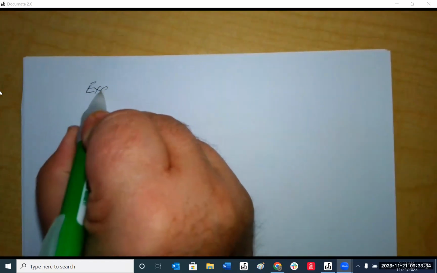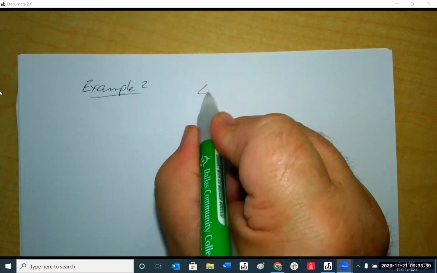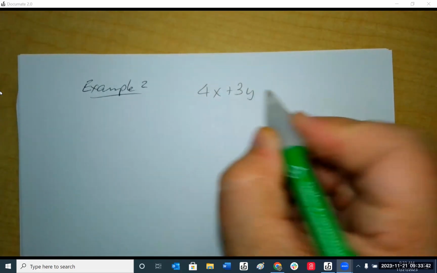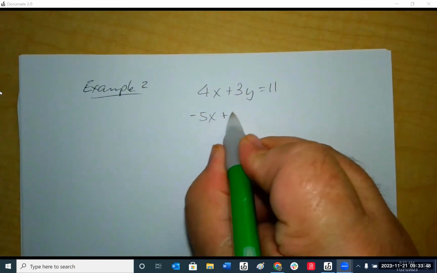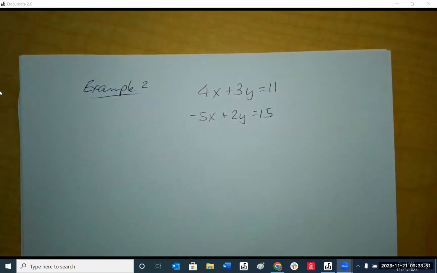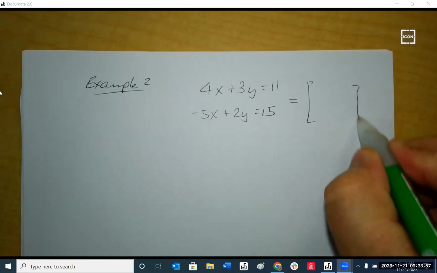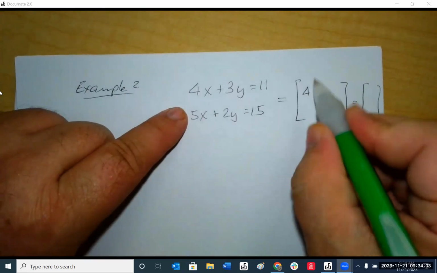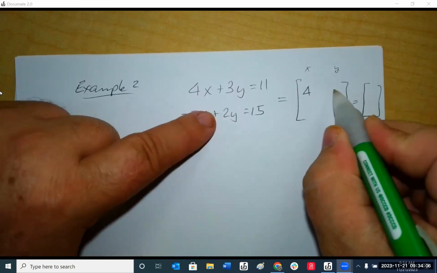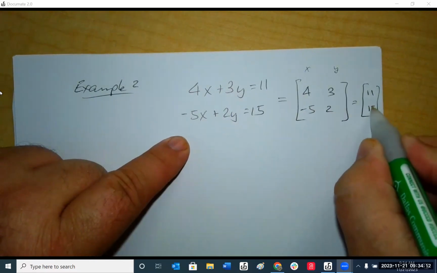All right, so look at the next example. 4x plus 3y equals 11. Negative 5x plus 2y equals 15. I have to convert these into matrices. So only the coefficients. This is my x's and the y's. 4, 3, 11. Negative 5, 2, 15.